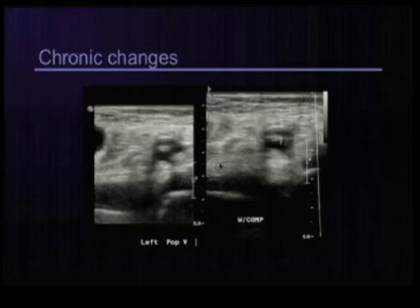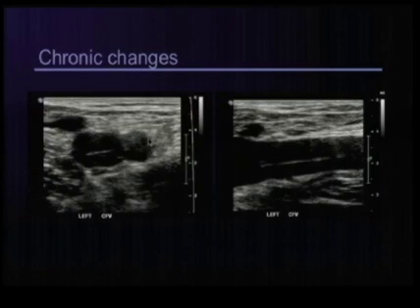Okay, an example of chronic change. You can see here the vein is the same size or smaller than the accompanying artery. The vein wall is echogenic and thickened, and compression is not easily obtained. Other findings that may be seen: calcifications, webbing, which I will show in a second, or there may just be an echogenic sclerotic cord.